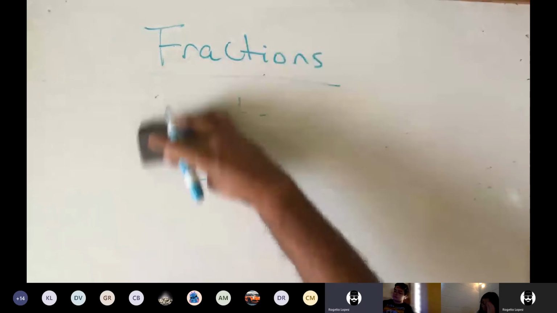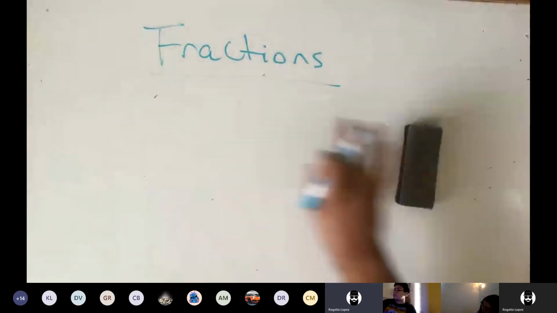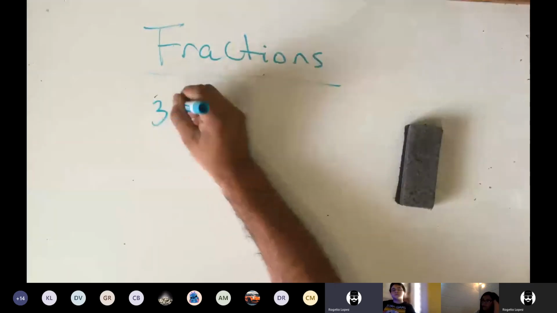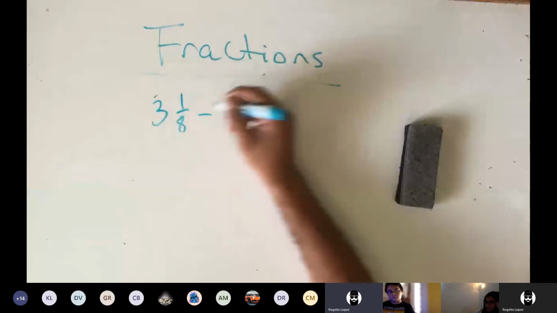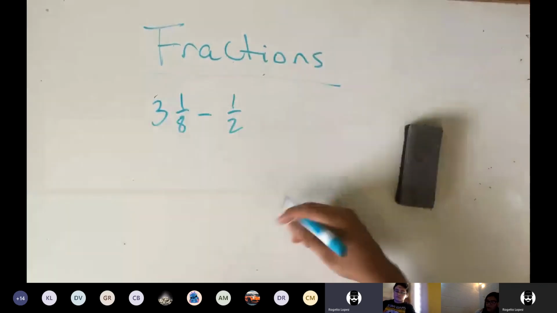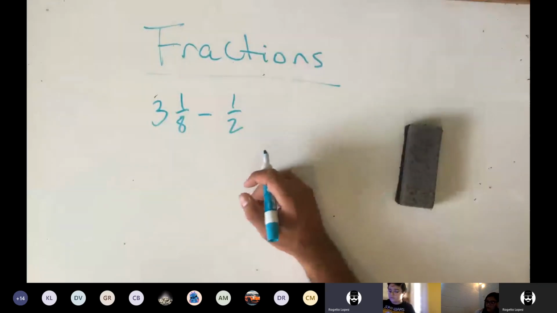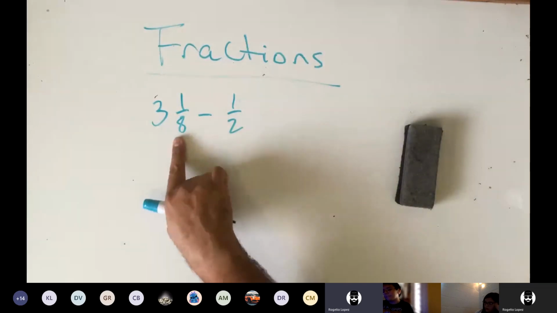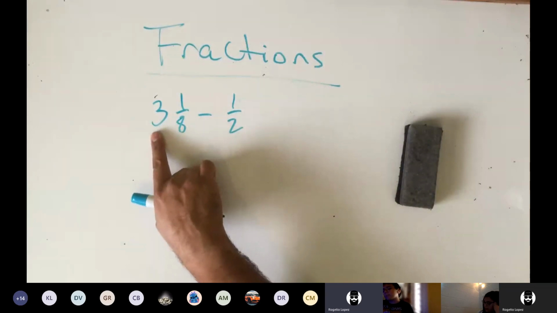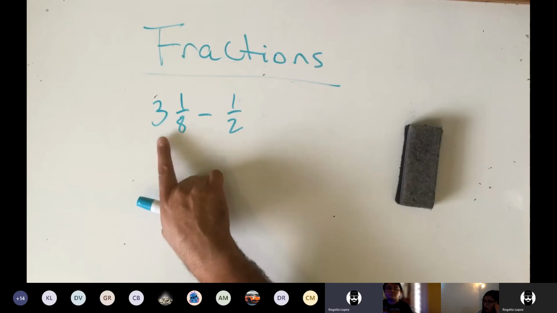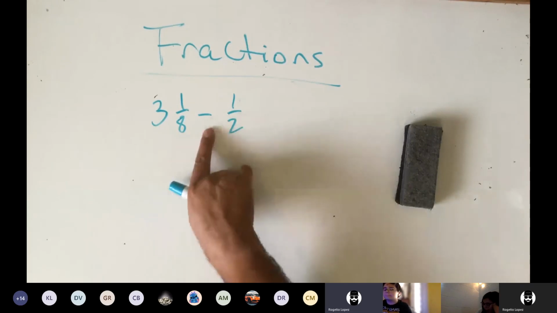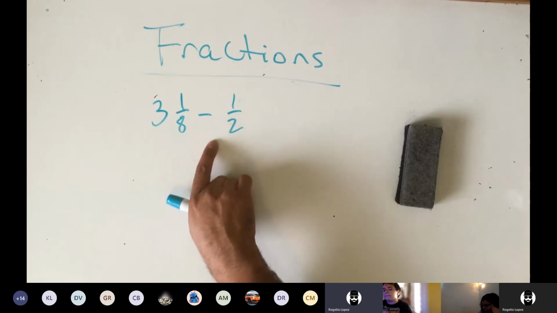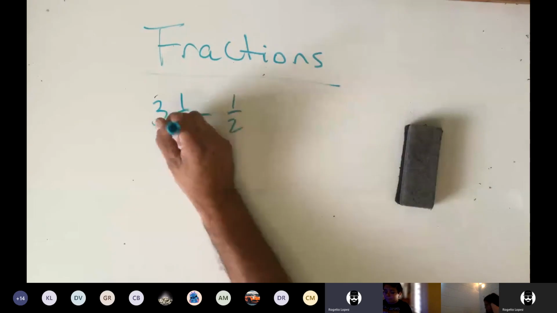If they have mixed numbers, it's the same thing as addition. So let's say I have 3 and 1/8 minus, let's say, 1/2. Okay? Same thing as we did in the last one. We did Texas because this one does have a mixed number. It has a whole number with a fraction next to it. It's 3 and 1/8. And from that, we're going to take away 1/2. Okay? So let's go ahead and do Texas.